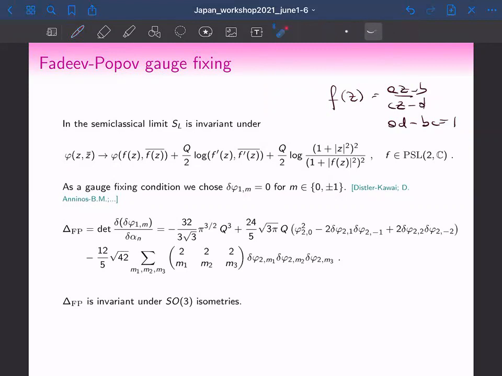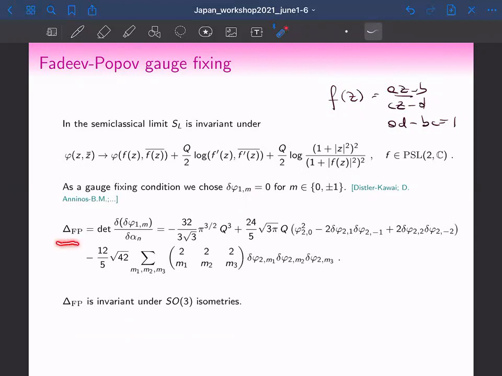And so PSL2C has 6 real degrees of freedom. So one possibility to fix the volume of PSL2C is to choose that the 3 L equal to 1 modes are 0. So we choose the constraint delta phi 1m for m between -1 and 1 is equal to 0. This way, we remove 3 degrees of freedom of PSL2C, and we are left only with 3. What we are left with is the maximal compact subgroup of PSL2C. We are left with the SO3.